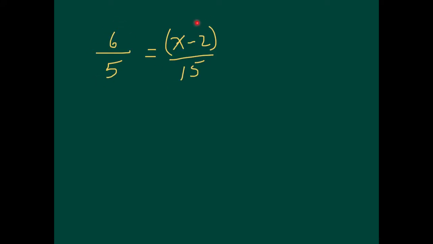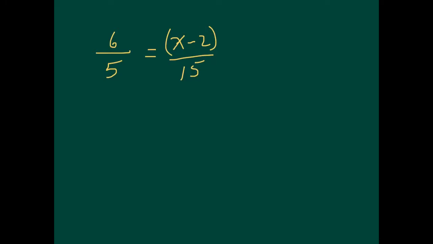This is equal to this. These ratios are exactly the same. Therefore, we know that this cross product, 6 times 15, is the same as 5 times x minus 2. So we can simply work this out, not by using the fish. I guess you could say 6 times 15. Get your answer there. What's that? 90. 90 divided by 5, and the result of that would equal x minus 2. That's one way to do it.